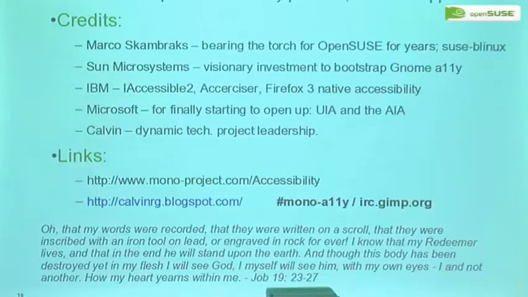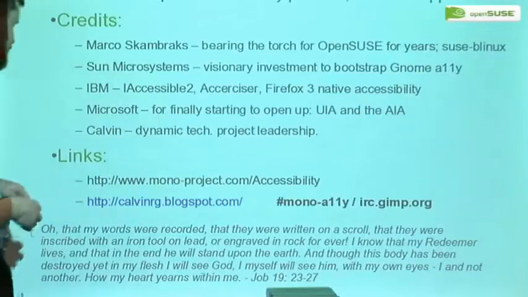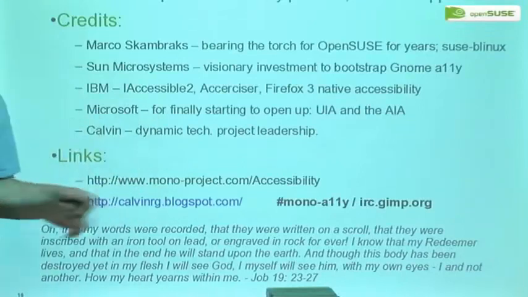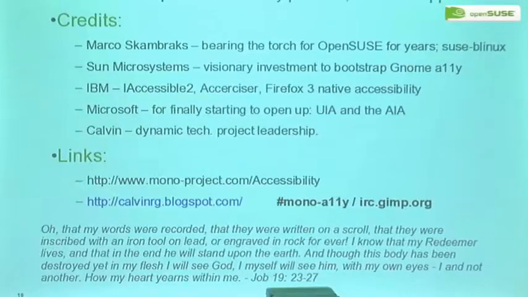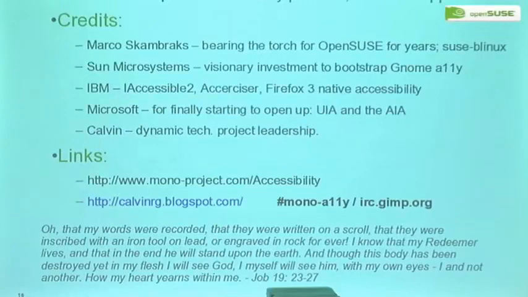And Calvin is leading this thing here. So you can find out more about it here. There's all sorts of nice links, and you can talk to people, and there's pretty pictures of Calvin driving through mud in his four-wheel drive vehicle. So go and see it online. I think that concludes my talk. Are there any questions?